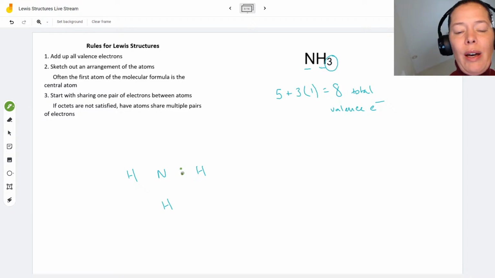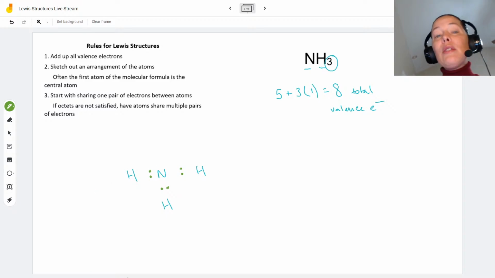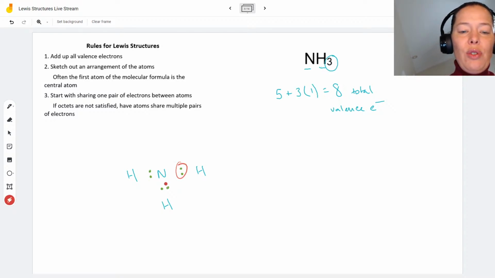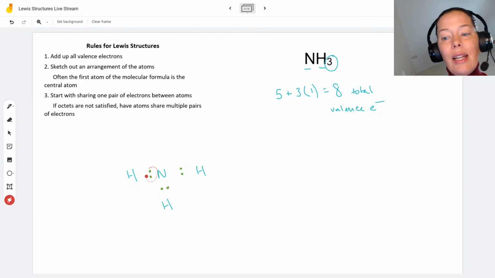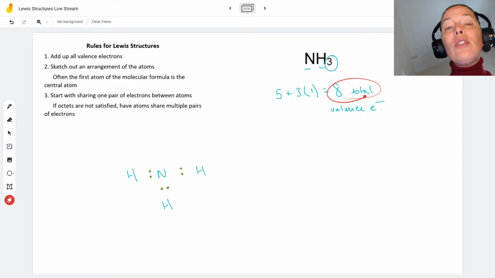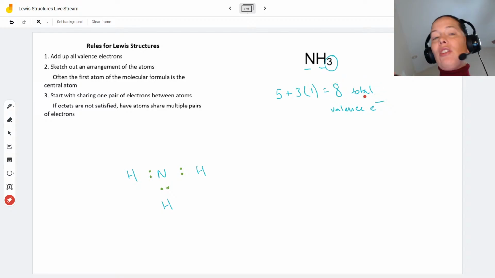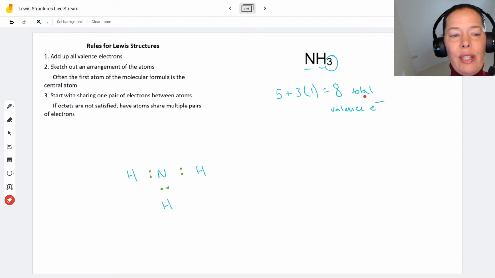So a single bond between nitrogen and that hydrogen, same here. Same here. Okay, so at this point, I have a bond between the nitrogen and all 3 hydrogens. So let's see how many electrons I've used. I've used 2, 4, 6 electrons, but of course I have 8 total electrons. So I can't just stop at 6. I need to make sure that I use all of my valence electrons.